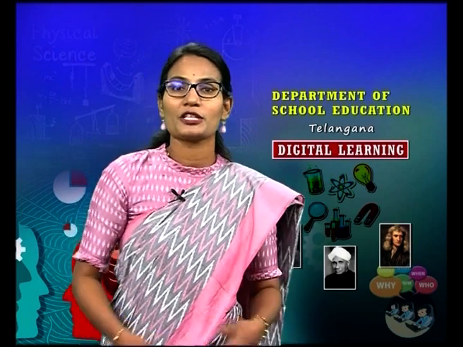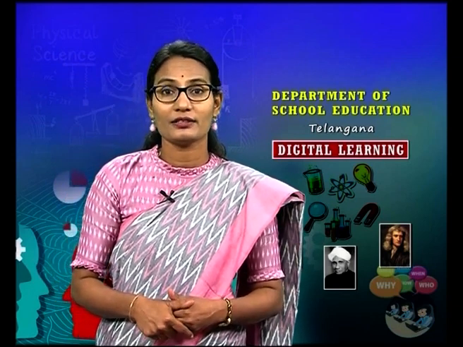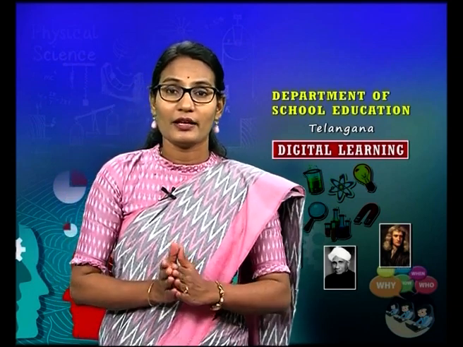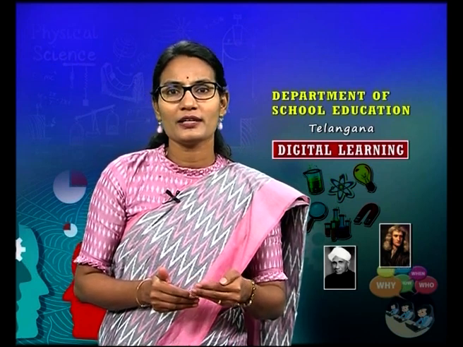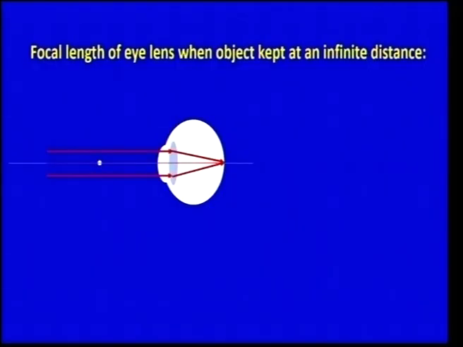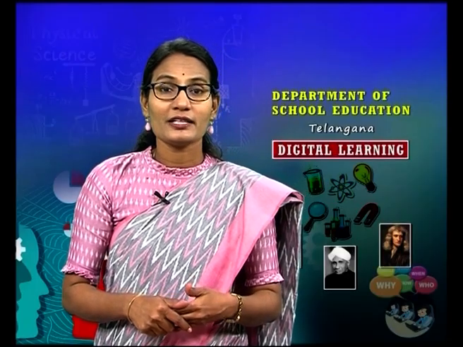Just now we explained the accommodation of the eye, that is, the eye lens adjusting its focal length from maximum to minimum. So what are the maximum focal length and the minimum focal length of the eye lens? Let us find out. The maximum focal length of the eye lens: whenever the object is at a longer distance, the focal length of the eye lens is maximum.